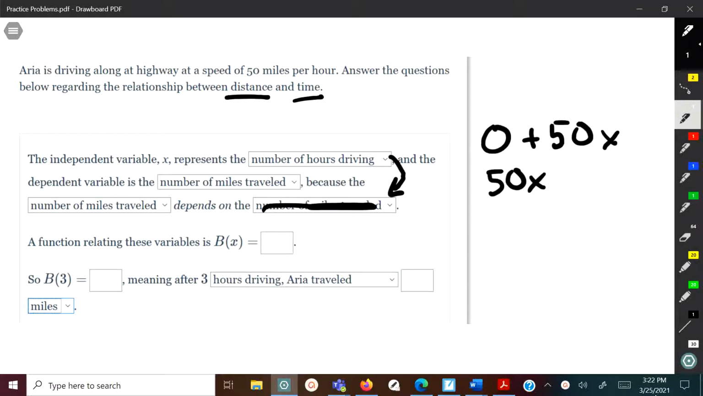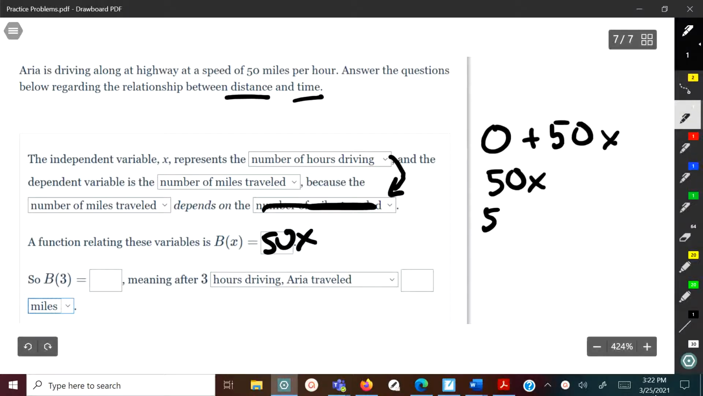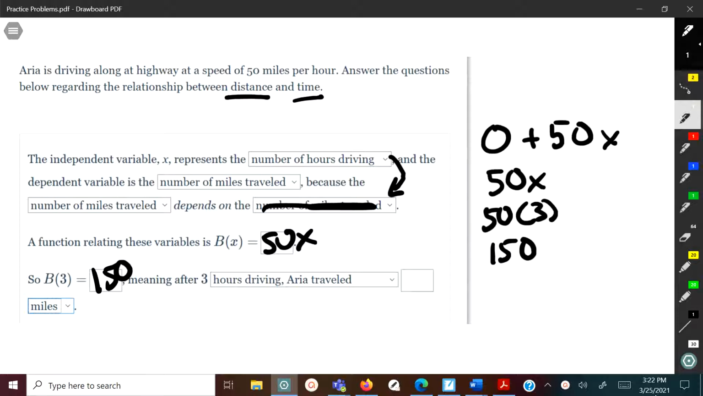See how that works? All right. So that's the function, just 50x, because you begin at 0. There's nothing to add on to it there. So then next they tell us, okay, 3 hours, how far have we gone? So we're going to plug in 3, 50 times 3, and get 150. So after 3 hours driven, you've gone 150 miles.